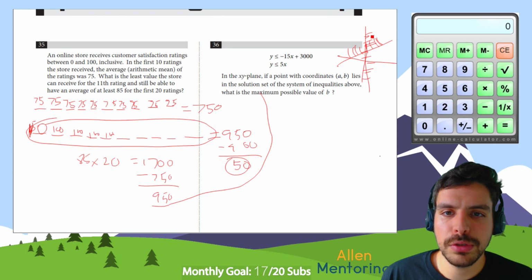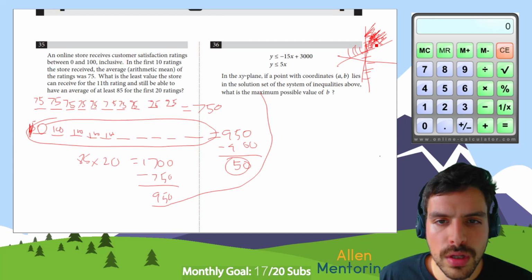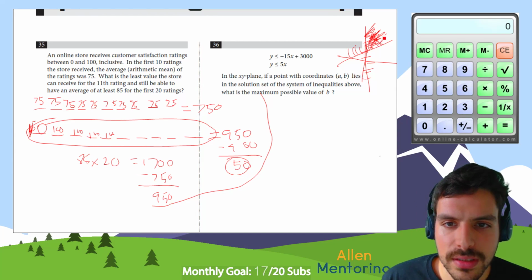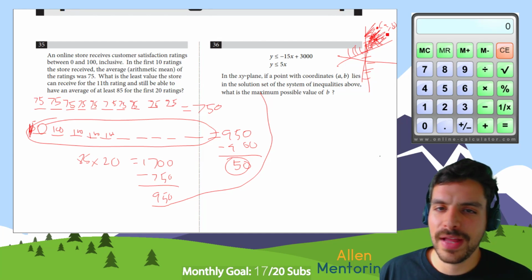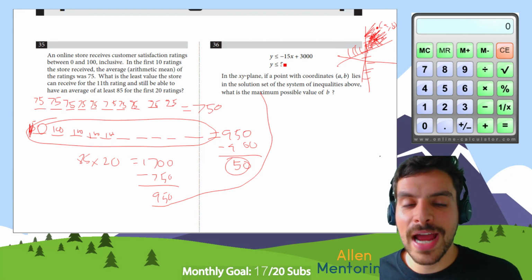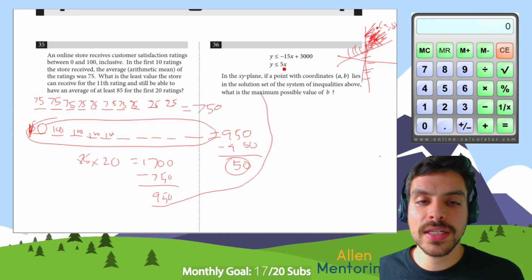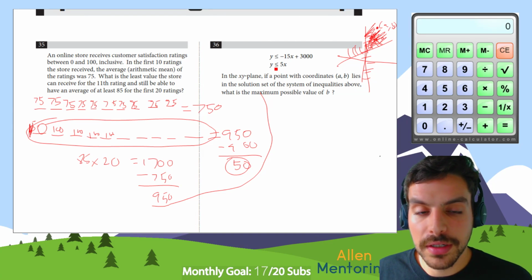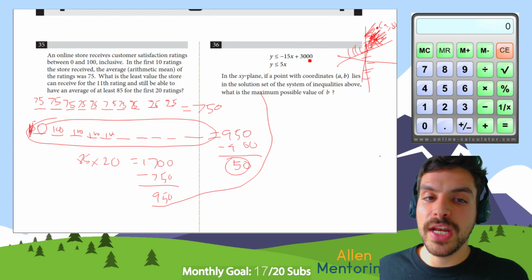Okay, so the solution would be somewhere in this area right here, where they overlap. And so there's going to be some sort of point. Let's say that point is right here, and that point is (a, b), and they're asking what is the maximum possible value of b? So what's interesting is if you want to find out all the possible values of these two lines, we could set them equal to each other, just like you would do with any other system of equations. This is a system of inequalities.